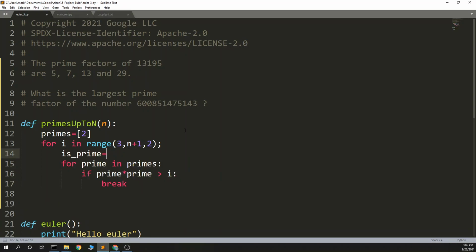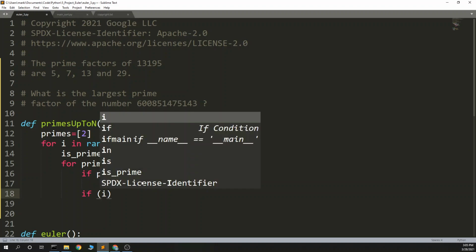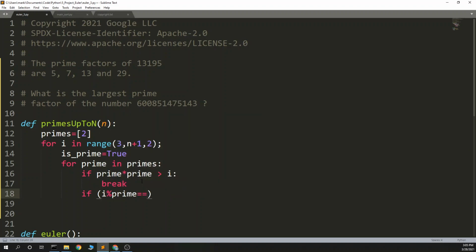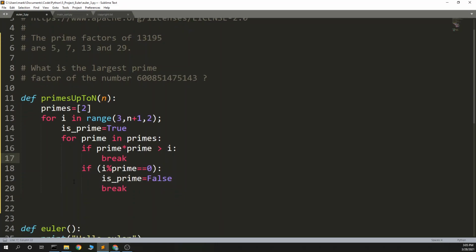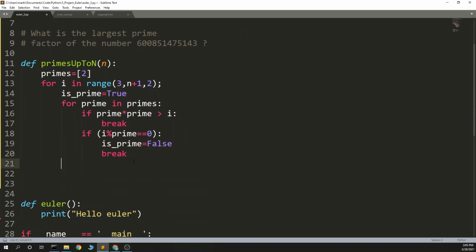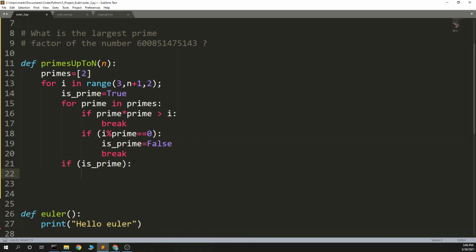Is prime equals true? We'll assume it's prime. Well, this would be false if I modulus prime equals 0. Then it's not prime. Is prime false, and we'll break. Are there any other cases? So this is a not prime, and this is the end of the loop. And if is prime, primes dot append I.